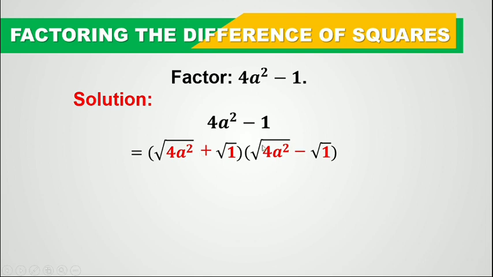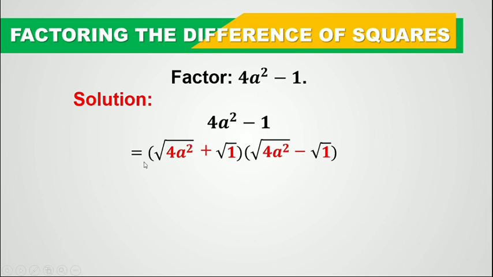So the two differ only in the operation. This is basically the thing that you must be familiar with when you're going to factor the difference of squares, or polynomials in the form of the difference of squares. So just get the square root of the first term plus the square root of the second term, and the other factor would be the square root of the first term minus the square root of the second term.